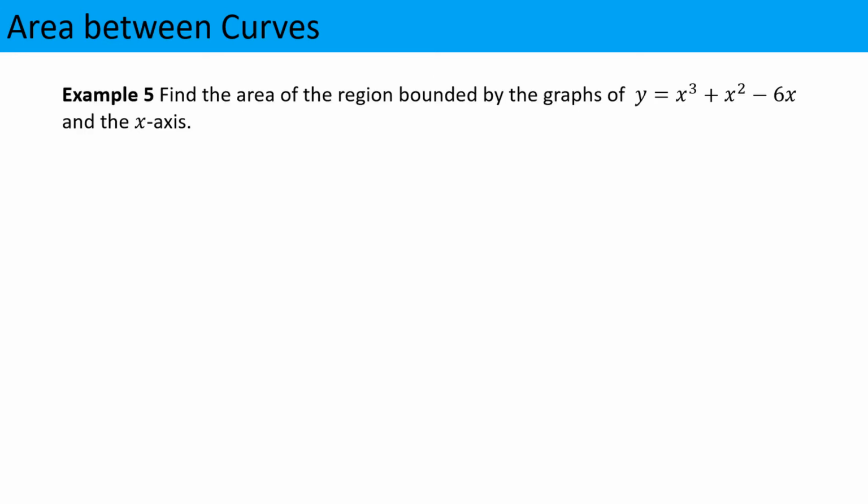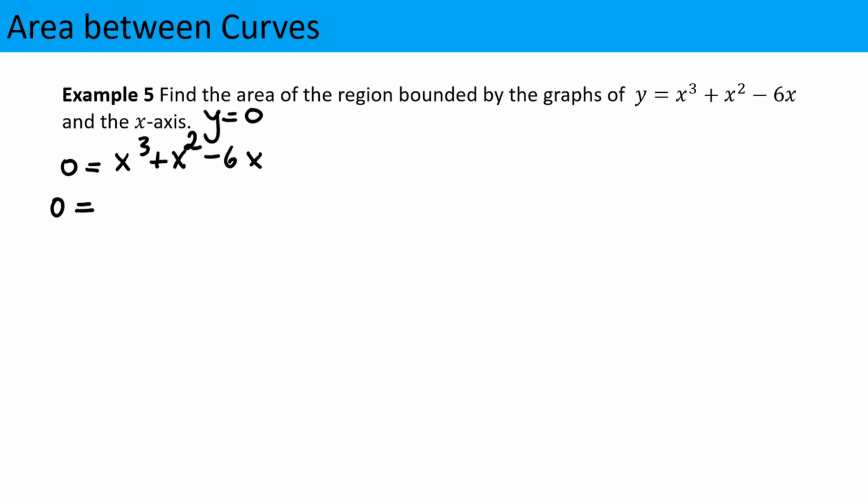Example. Find the area of the region bounded by the graphs of y equals x cubed plus x squared minus 6x and the x-axis. The equation for the graph of the x-axis is y equals 0. We begin this by finding the points of intersection of y equals 0 and x cubed plus x squared minus 6x.